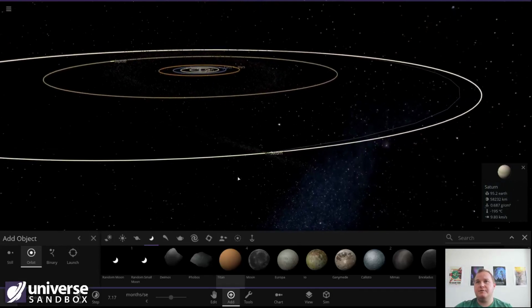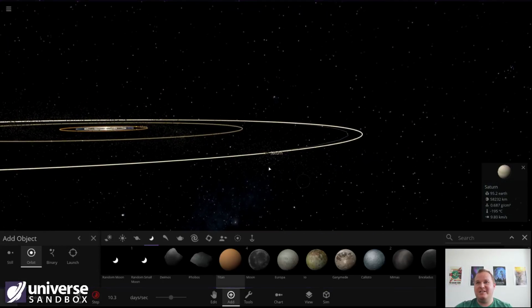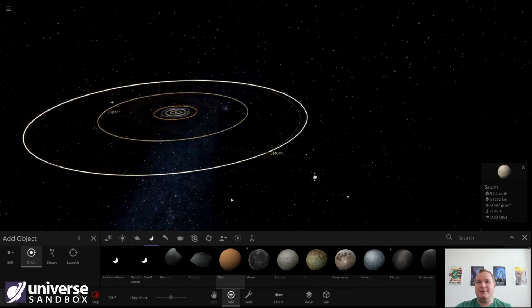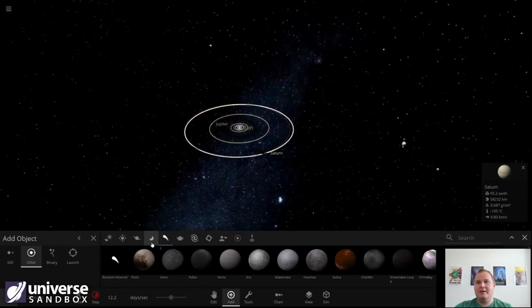So that's Saturn. Saturn's rings are slowly going to disappear. As you can see, as time goes on, the bits of ring are leaving in the simulation and going into the outer solar system. All right, our next planet.